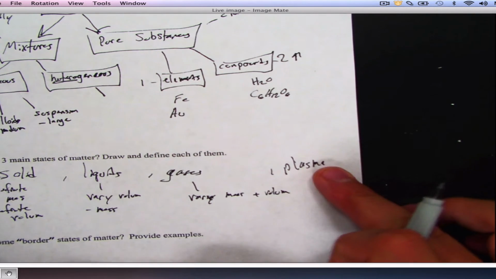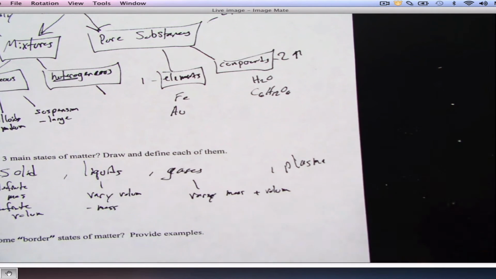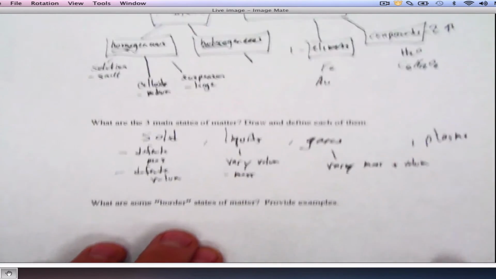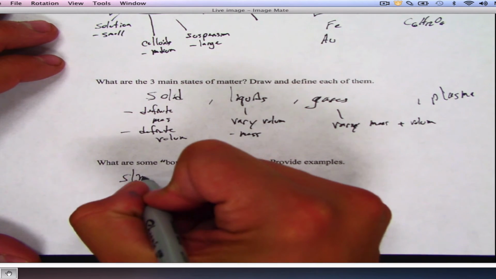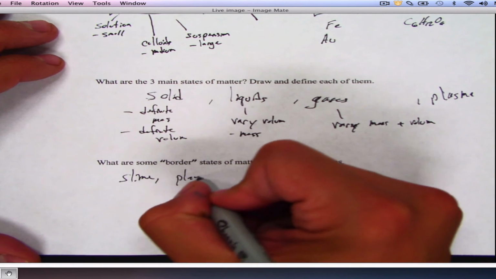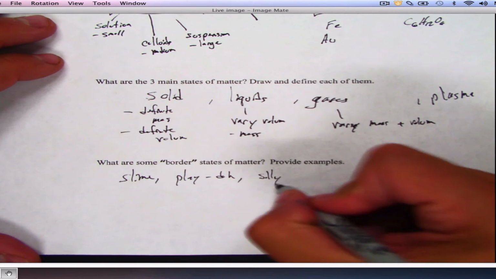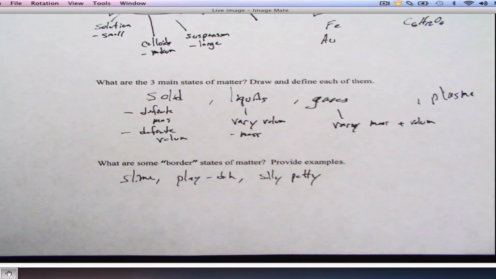Plasma is just highly charged gas, like lightning or the northern lights, things like that. Keep in mind what these mean and how they fit into the whole scheme of things. There are some border states that we might talk about. For example, we used to do a lab with slime, Play-Doh, and silly putty. There are more technical ones in the science community. These are all border states because they exhibit properties of both solids and liquids.